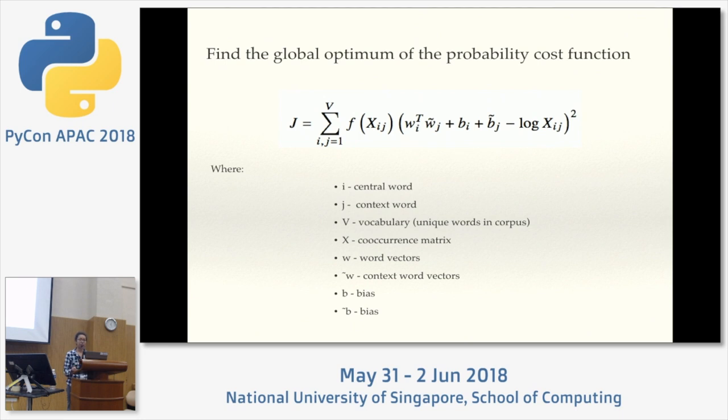Also, in this f of x, this is where we can tweak this function so that we can give less importance to some words and more importance to some rare words. For example, stop words. This is where we say that if this word occurs n times, then we consider this as a stop word in the whole corpus.